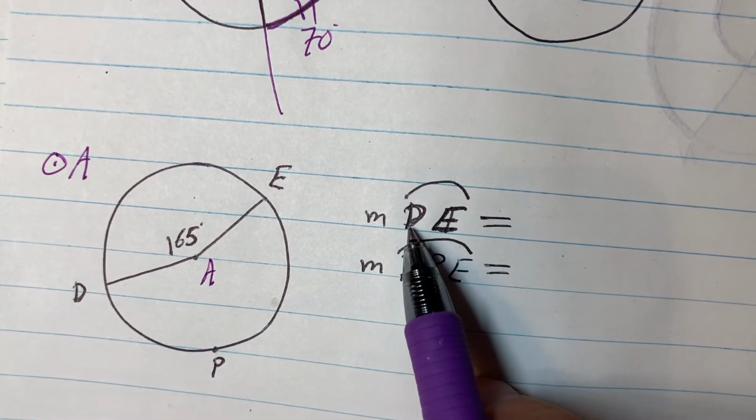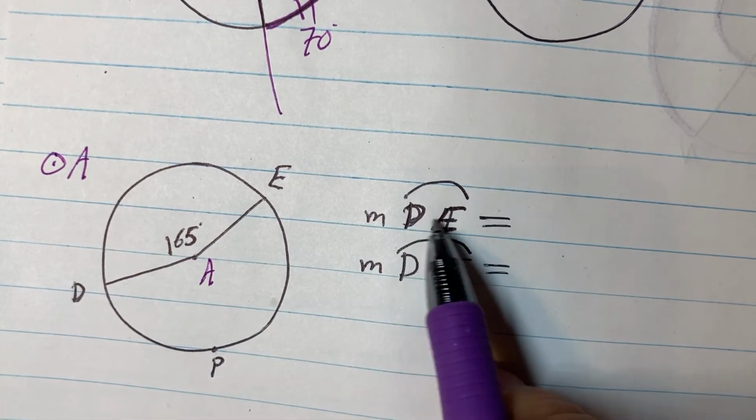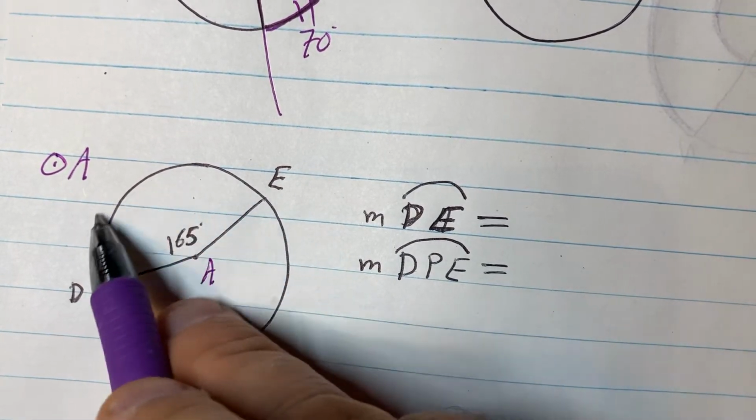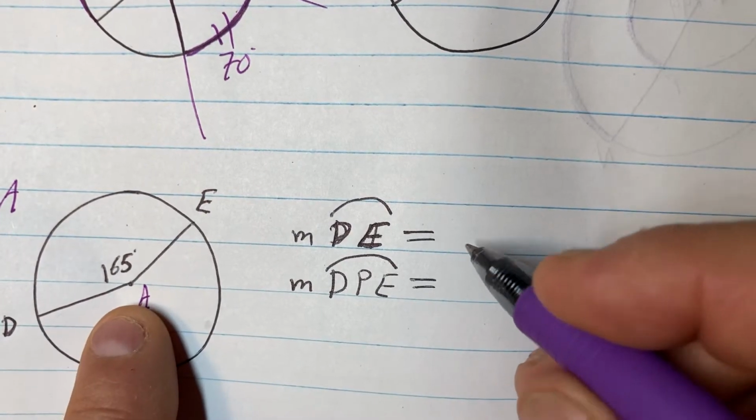What's the measure of arc DE? So DE, which way? You always go the shortest distance. From D to E, this is the shortest distance. So from D to E, that's going to be 165 degrees.